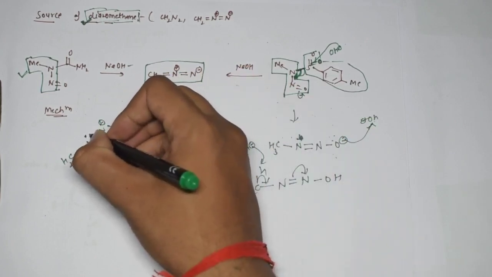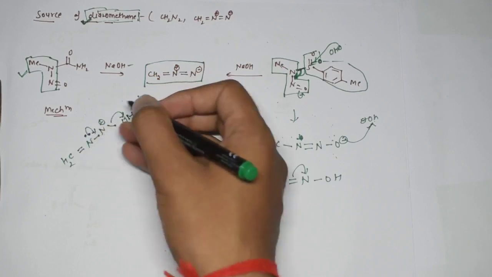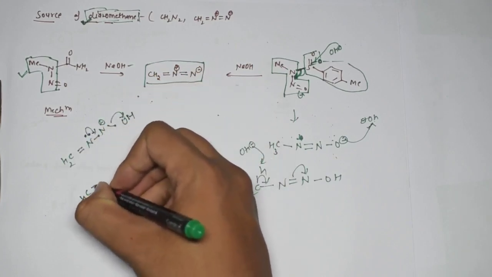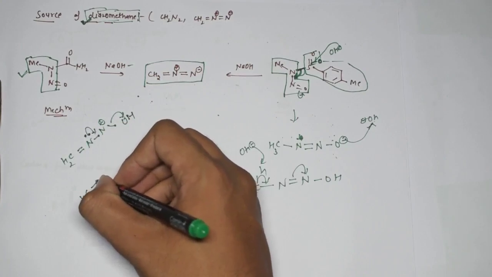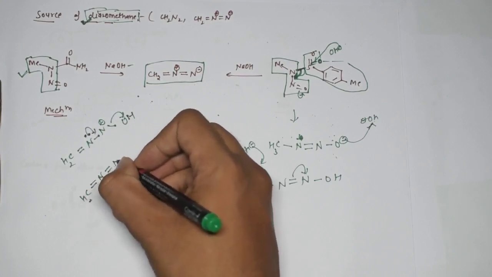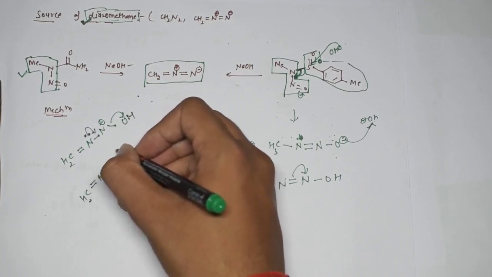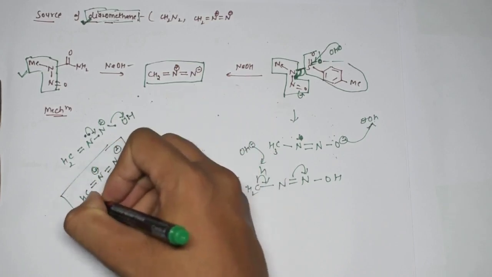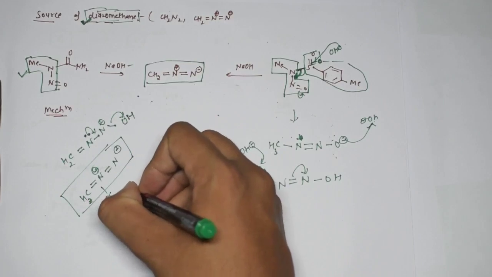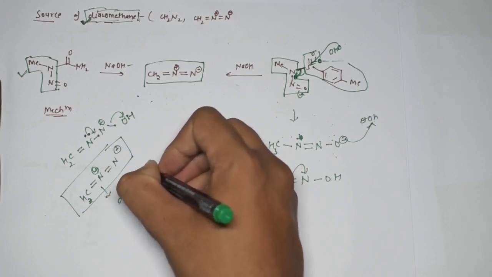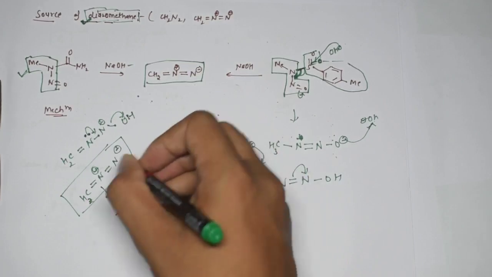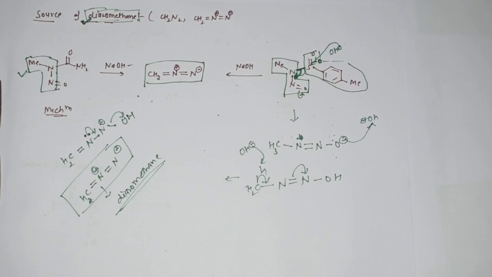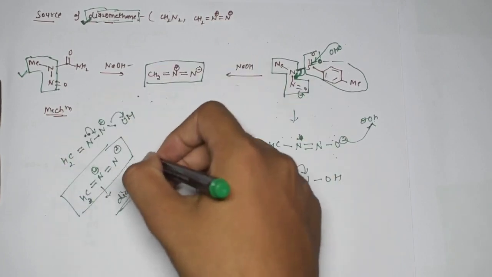So if the lone pair of electrons shifts over here, this is removed as OH minus. So here we have this CH2 double bond N, and here we have double bond, negative and this positive. So this is the structure of diazomethane. This is very important in this reaction, so that's why we are discussing this, and this is the mechanism of how you can get this diazomethane, right?